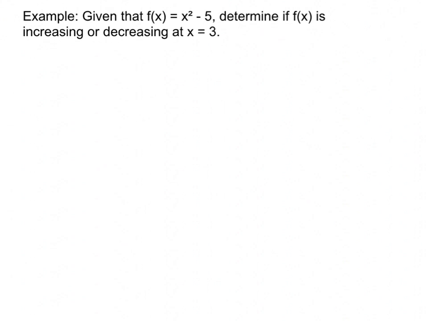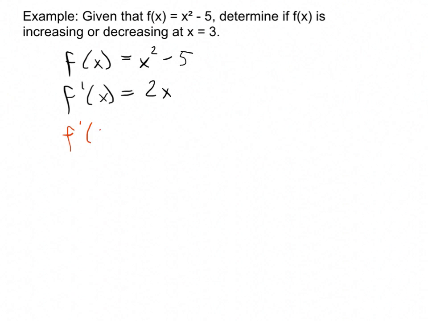So my first example here, given that our function is f of x equals x squared minus 5, determine if f of x is increasing or decreasing at x equals 3. So using what I said above, we start with a function. We know f of x is x squared minus 5. That means the derivative is 2x. Now, they wanted to know about x equals 3. Great. We'll now look at what is f prime of 3. F prime of 3 is 2 times 3, which is 6.